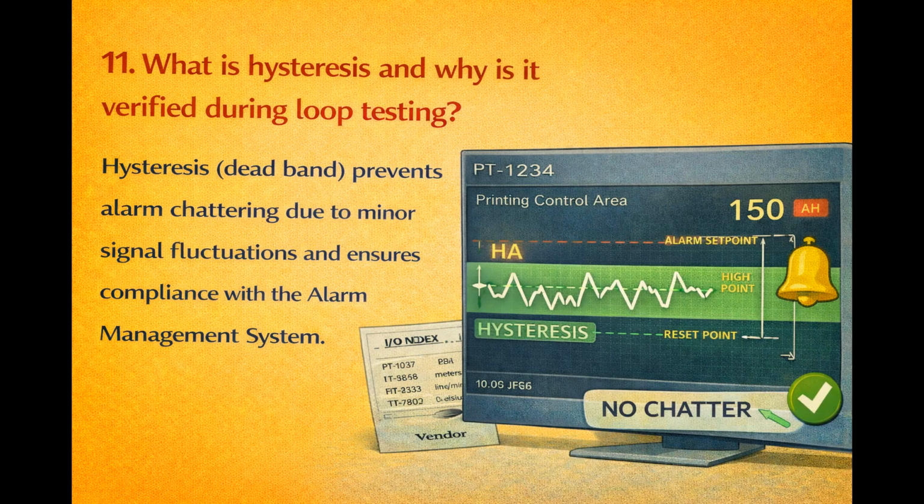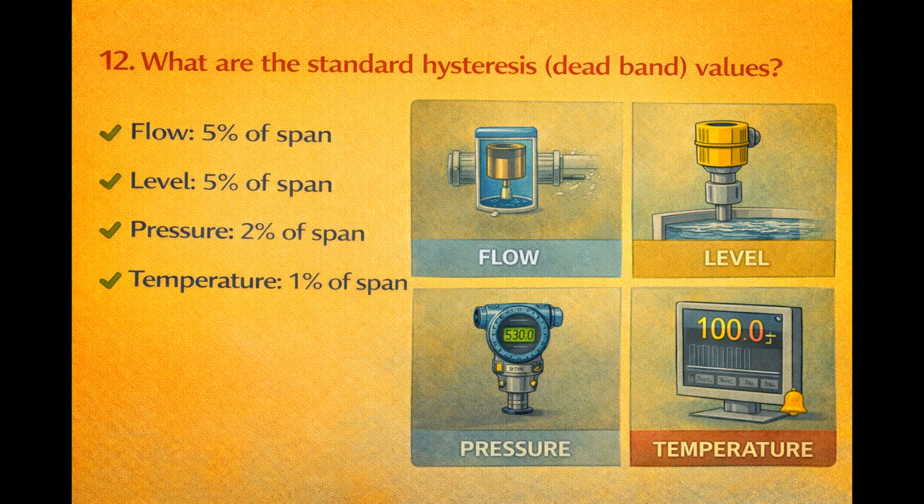What is hysteresis and why is it verified during loop testing? Hysteresis, dead band, prevents alarm chattering due to minor signal fluctuations and ensures compliance with the alarm management system. What are the standard hysteresis, dead band values? Flow, 5% of span. Level, 5% of span. Pressure, 2% of span. Temperature, 1% of span.